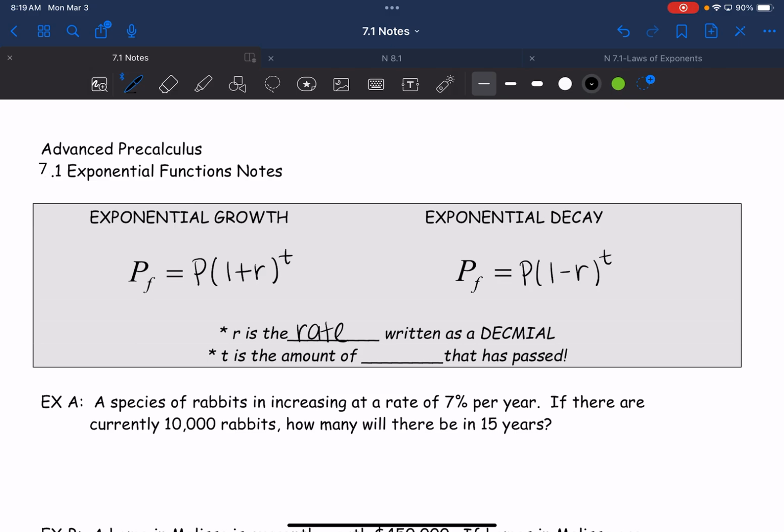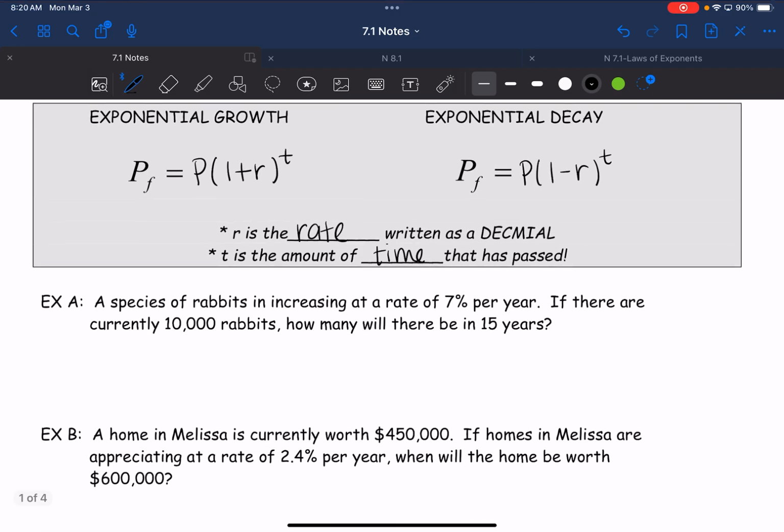Typically, they're going to give it to you as a percent, right? Like increasing by 50%, and then you would rewrite that percentage as a decimal, okay? And then t is going to be the amount of time that has passed while this is occurring. So maybe they say this is something that occurred over 10 years or 2 weeks, whatever it may be, they'll give you a time frame, okay? So, keeping that in mind, let's take a look at example A.